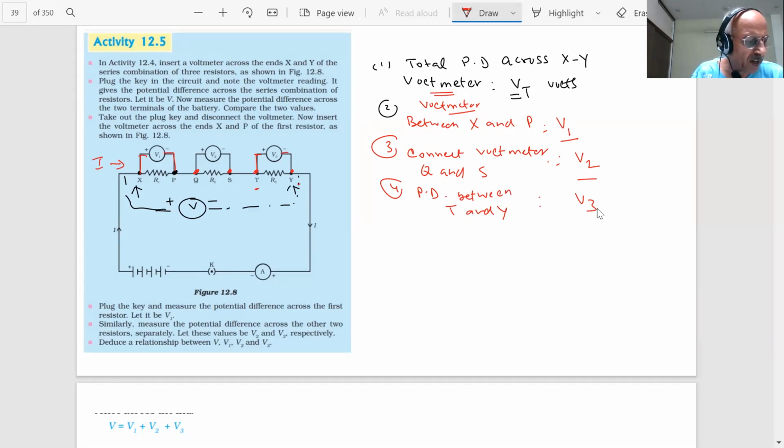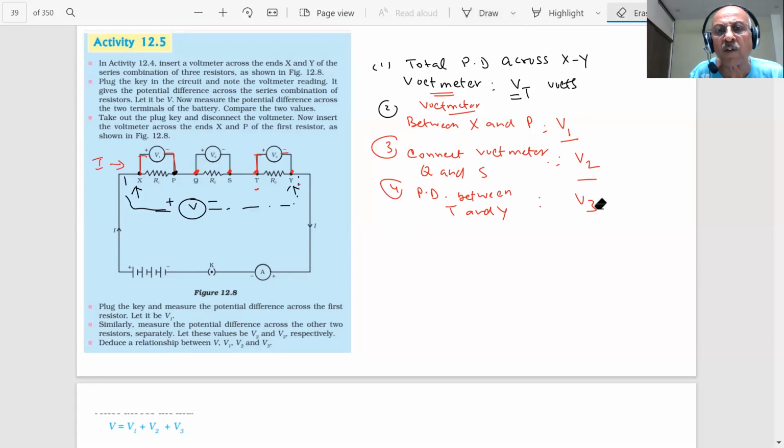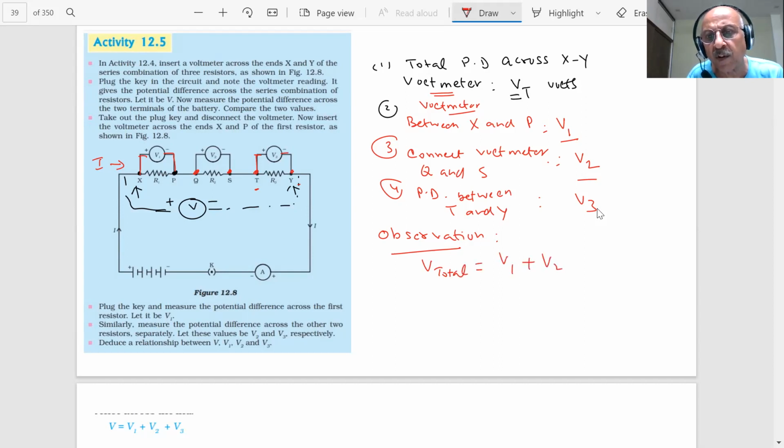What do we observe, students? The potential difference is not the same across each resistor. What is our observation of the experiment? What we find is that the total potential difference is equal to the sum of V1 plus V2 plus V3.